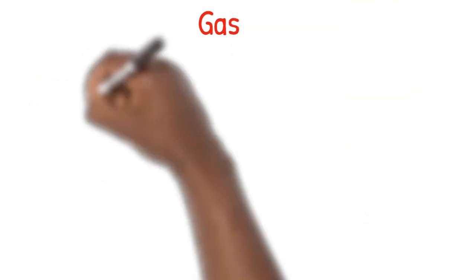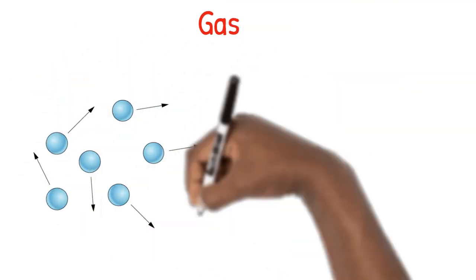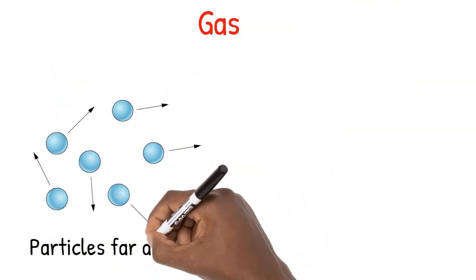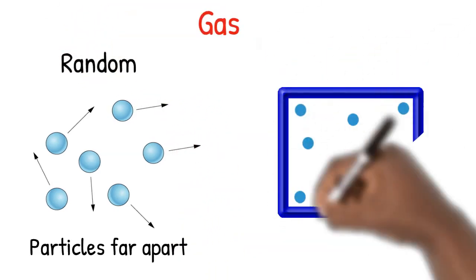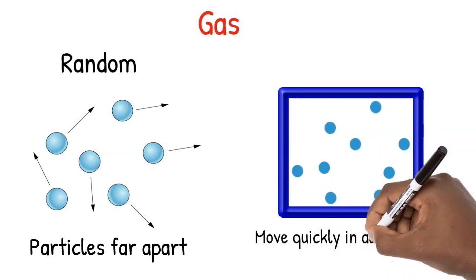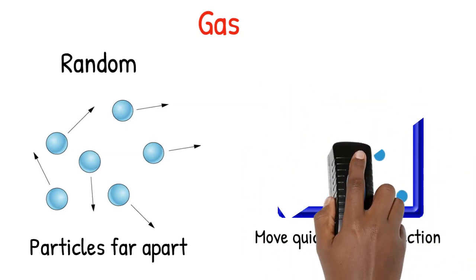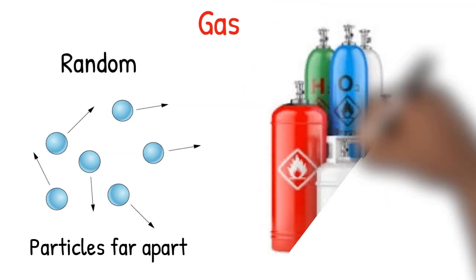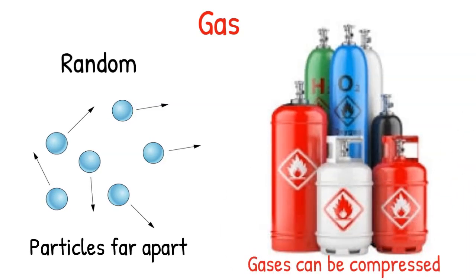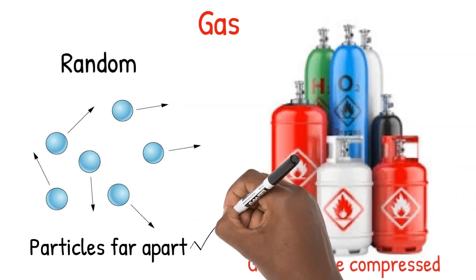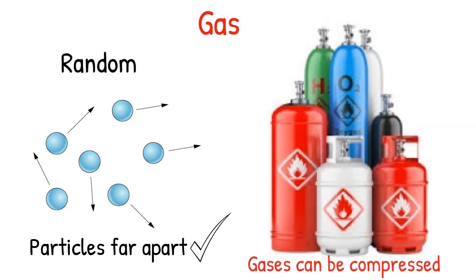For gases, the particle diagram shows that the particles are very far apart, they are also randomly arranged, and the particles are able to move really quickly in all directions. Now, gases are able to be compressed or squeezed into little cylinders like this, and this is because gas particles are very far apart, meaning that large numbers can be squeezed in small cylinders like this.